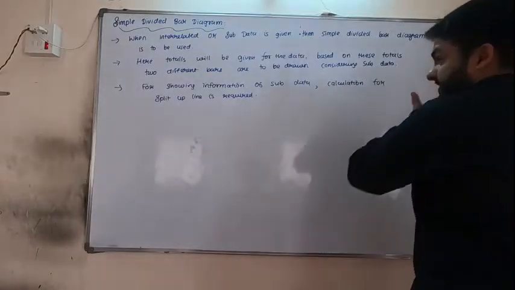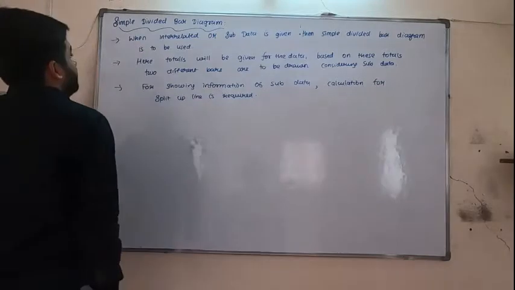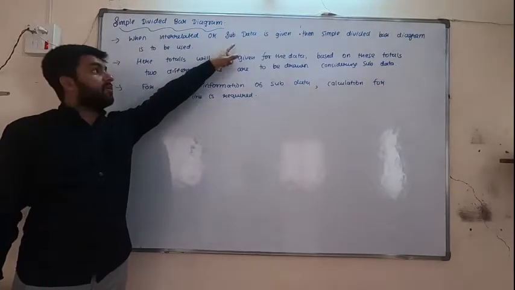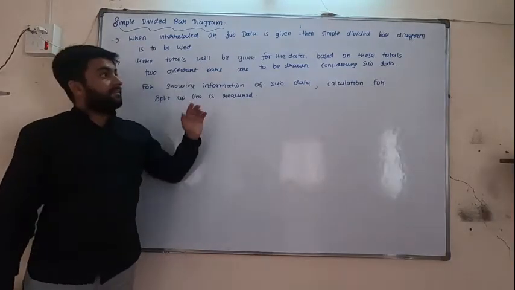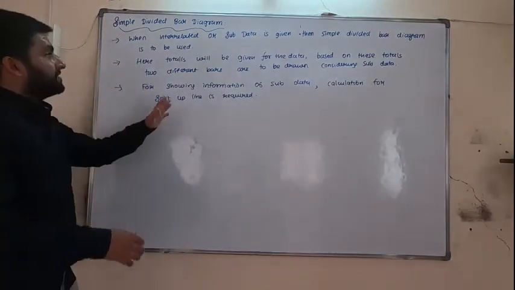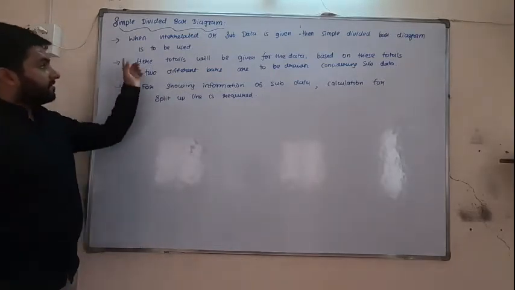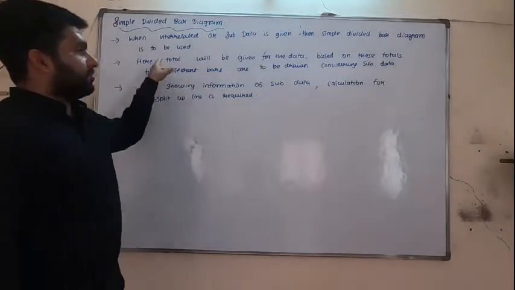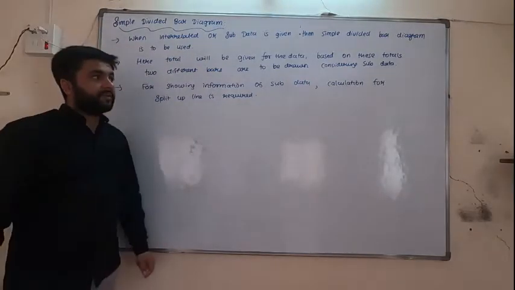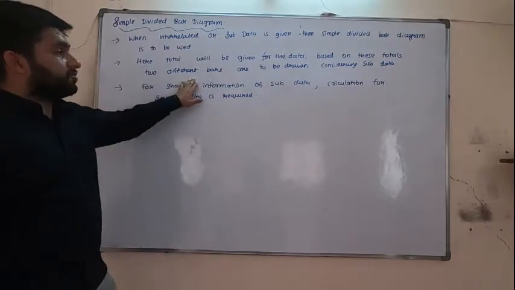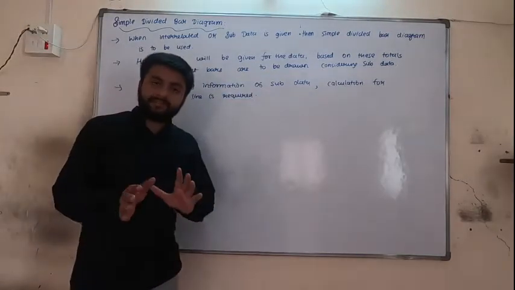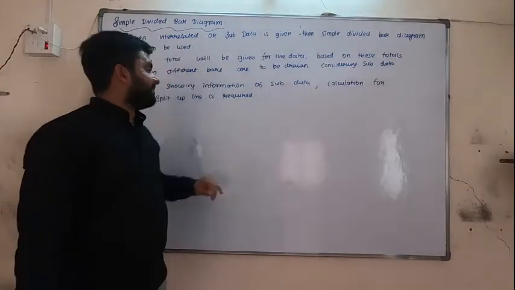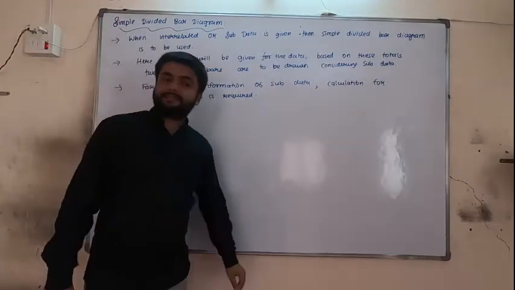Friends, let us see the points again. When interrelated or sub data is given, then simple divided bar diagram is to be used. For that, when total will be given for the data, based on these totals two different bars are drawn considering sub data. For showing the information of sub data, calculation for split up line is required.